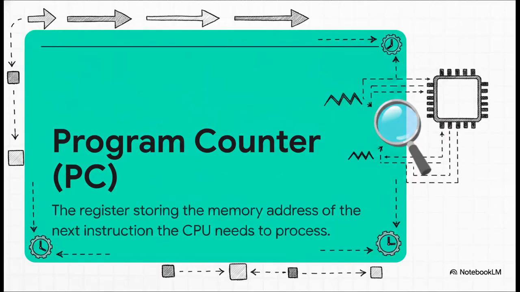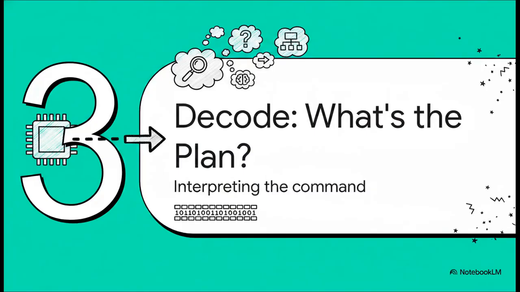And I really can't overstate this, the program counter is absolutely crucial. Without it, the CPU would be totally lost. It wouldn't know what to do next. It's the one component that guarantees a program runs in the correct order, one step after another, keeping the whole operation on track.